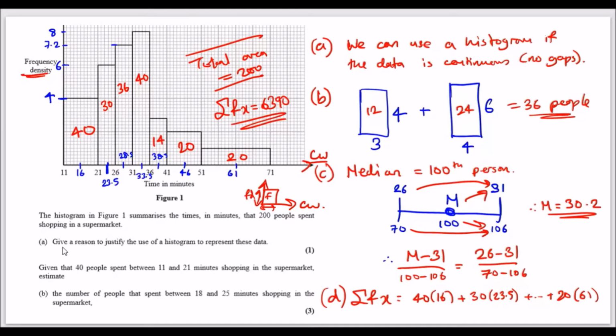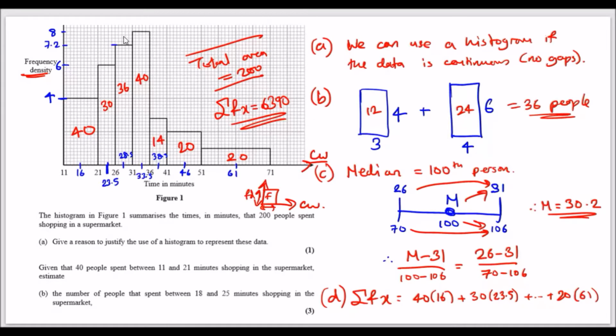Now, give a reason to justify the use of a histogram to represent this data. For this one, I state that we can use a histogram if the data is continuous. So that's what it is. There must always never be any gaps. Sometimes you're given a question with some gaps, so usually we'd have to find some sort of midpoint between the two values. Here there's no gaps, and you can see it's 11 to 21. So data is continuous all the way across. So it's always in an interval.